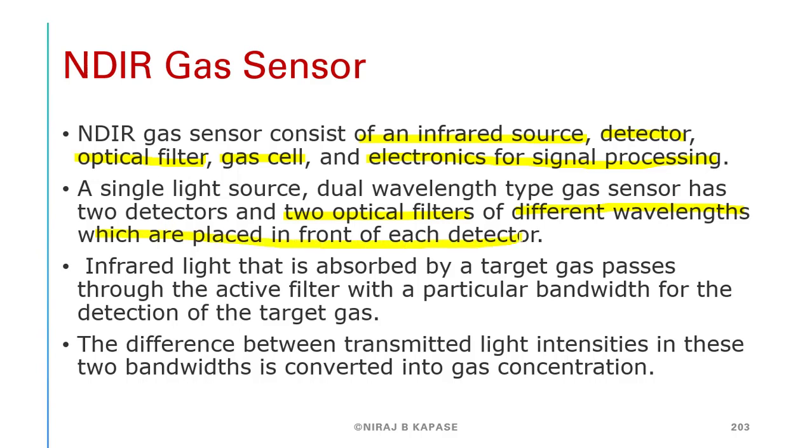So we have two detectors, placed in front of the light source. The infrared light that is absorbed by a target gas passes through the active filter, which has a particular bandwidth for the detection of the target gas. As I have already explained, the change in the transmitted light occurs when gas is present. The intensities in these two bandwidths are converted into gas concentration.